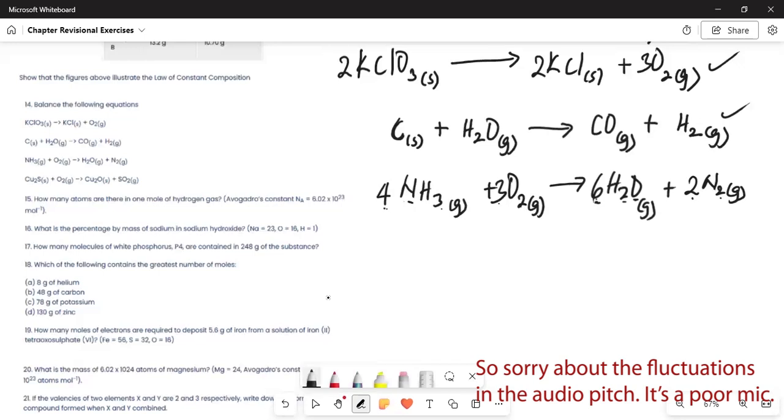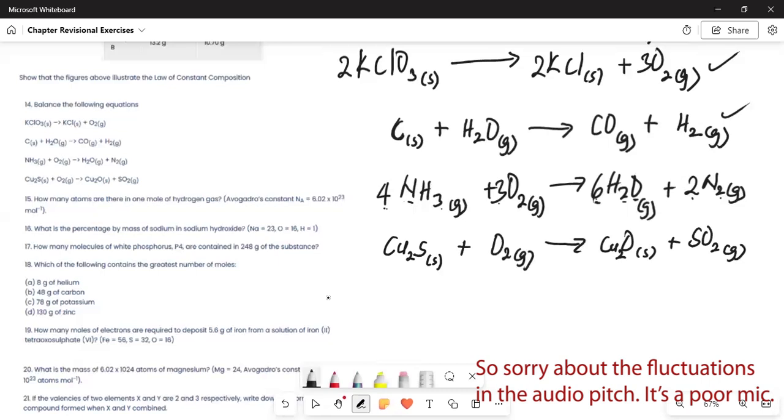Then the next one, copper sulfide solid plus oxygen gas, giving us copper oxide solid and sulfur oxide gas. Okay, let's balance that. Doing atom count, on the reactant side we have 2 copper, on the product side also 2 copper, then sulfur 1, also 1, oxygen 2, oxygen 3 on the product side. So oxygen is not balanced.